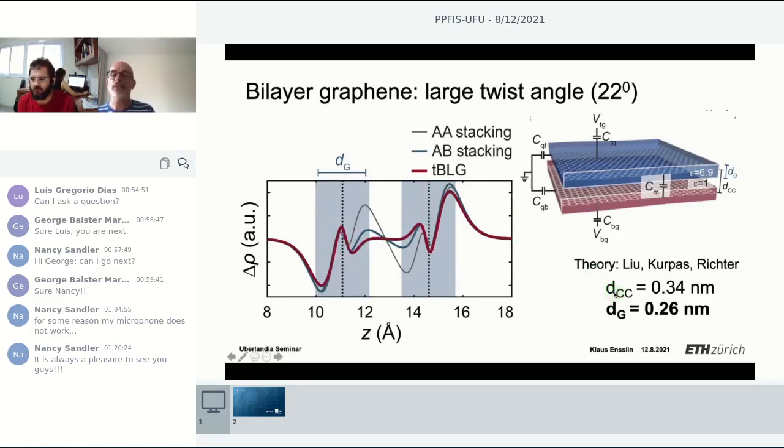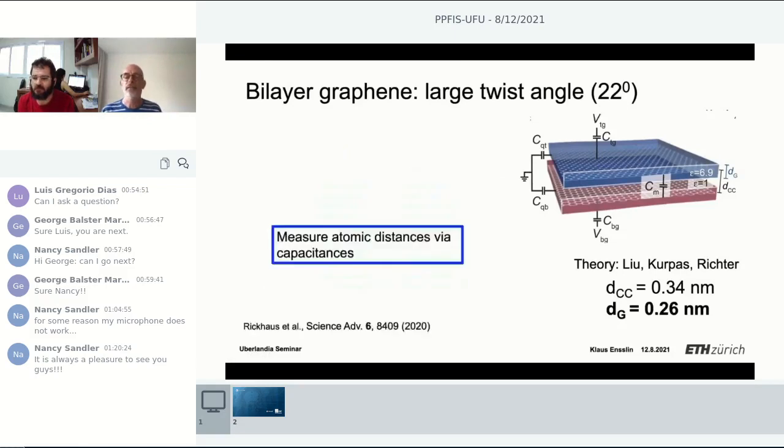So I would argue that this is the capacitor with the largest capacitance per unit area, because there's no way you can bring two capacitor plates closer to each other than two layers of graphene. On top of that, you do a simple capacitance measurement, and it allows you to measure atomic distances. And all of that because of the large twist angle. Okay, this is what we found accidentally, but of course, it's a very nice result.